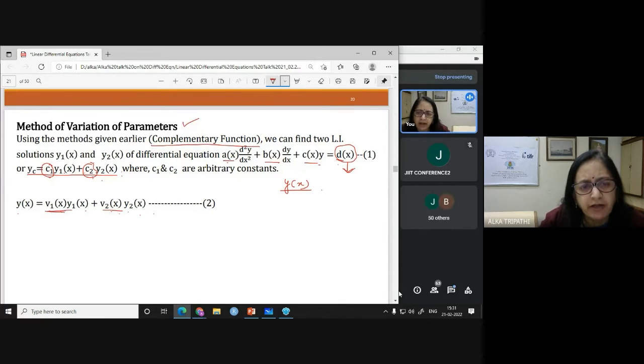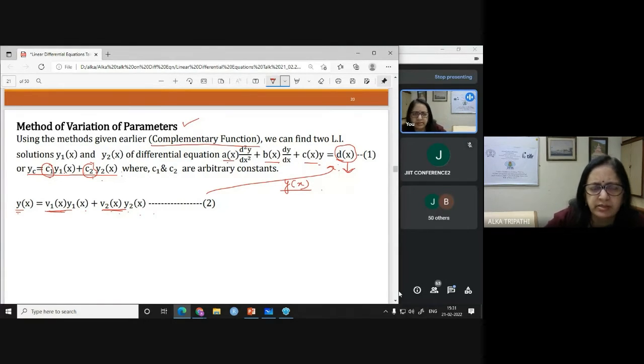Since I have to find two functions, that means I need two conditions. One condition I can get by finding y dash, y double dash and substituting in equation 1. The second condition is up to us, depending on what we are getting. We can assume the second condition. So once we have two conditions, we can get the values of v1 and v2. And once we have both, we can substitute in our y(x), and that is our solution.